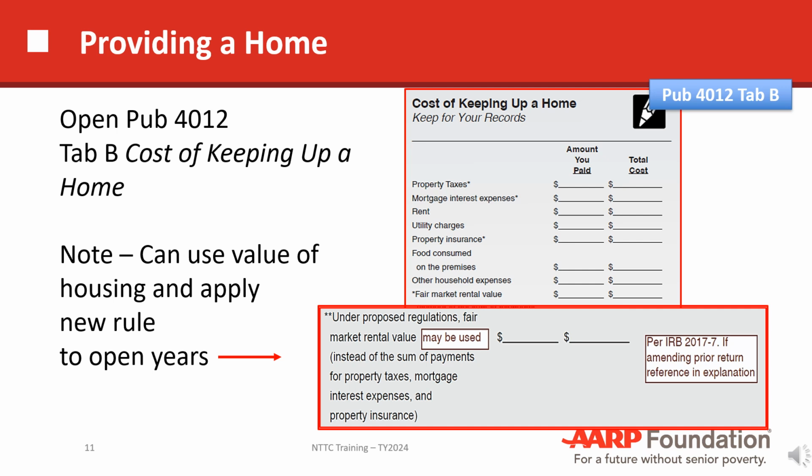You can also see in the box below that there is a proposed regulation that would make it a little bit easier, in that you wouldn't have to take the actual property taxes, mortgage interest, and property insurance. You could just use the market rental value. If you know what the rental value of the taxpayer's property is, or close enough, you could just use that to make that determination instead of having to dig out what they actually paid in property taxes and mortgage interest and that kind of thing. So that's a little tool that you can use for the taxpayer.